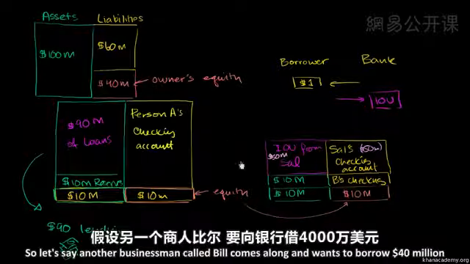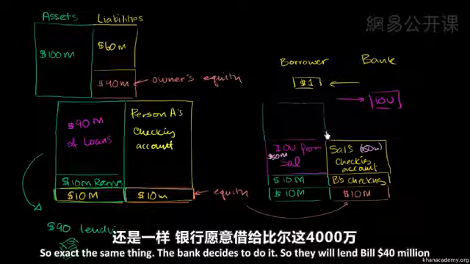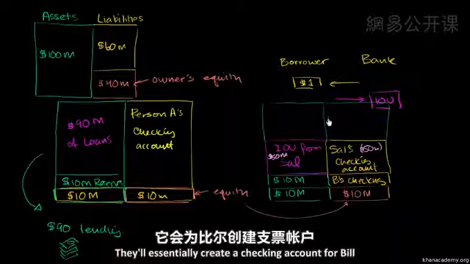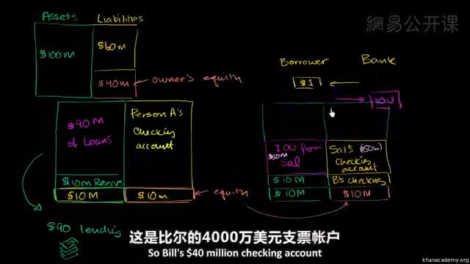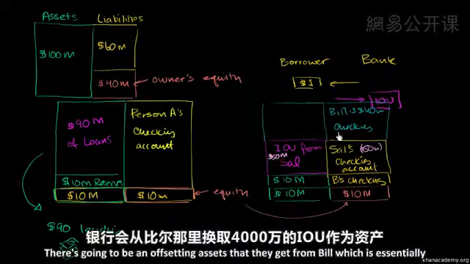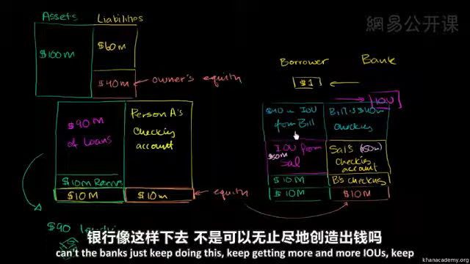So let's say another businessman, let's call him Bill, comes along, and let's say that he wants to borrow $40 million. So the exact same thing, the bank decides to do it. So what they will do is they will lend Bill $40 million, but once again, they don't have that much in reserves. They will essentially create a checking account for Bill. So Bill's $40 million checking account. And of course, they don't want to just hand him the money. There's going to be an offsetting asset they get from Bill, which is essentially a $40 million IOU from Bill.